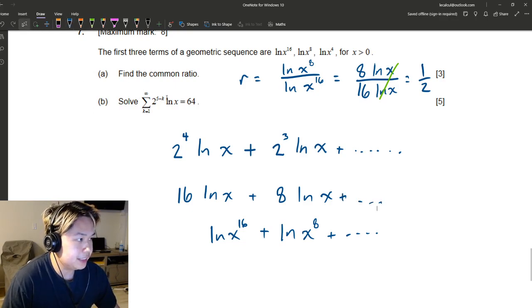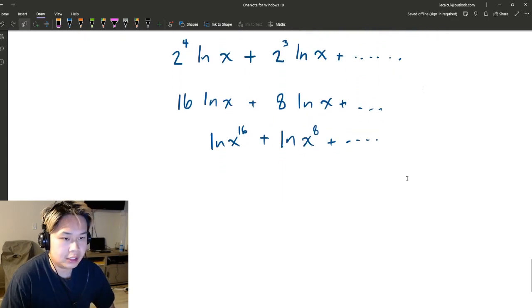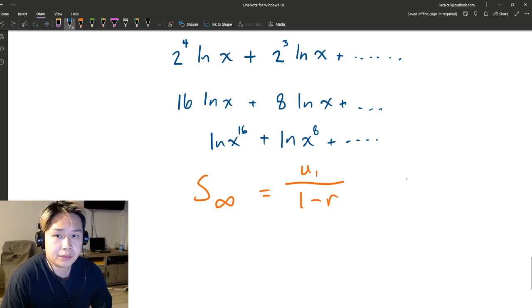this is just a very fancy way of saying we're going to add up all the terms in this geometric sequence. And we know how to do that already, because we have an infinite sum formula. So this is the first term divided by 1 minus the common ratio. And we know what all of those things are.